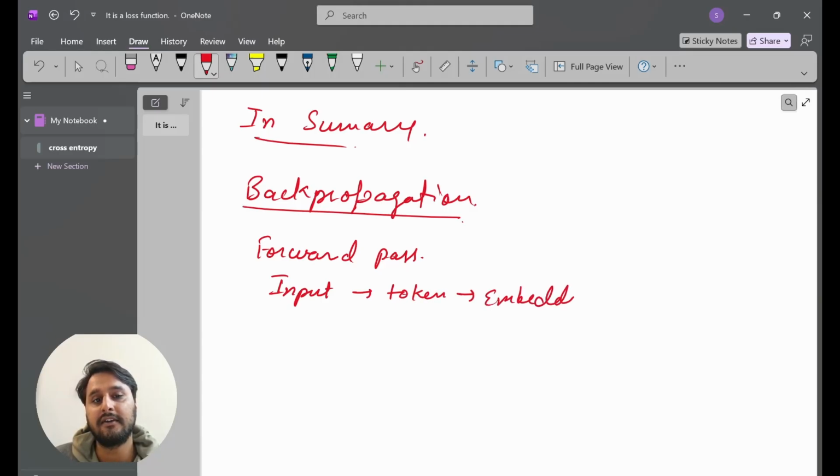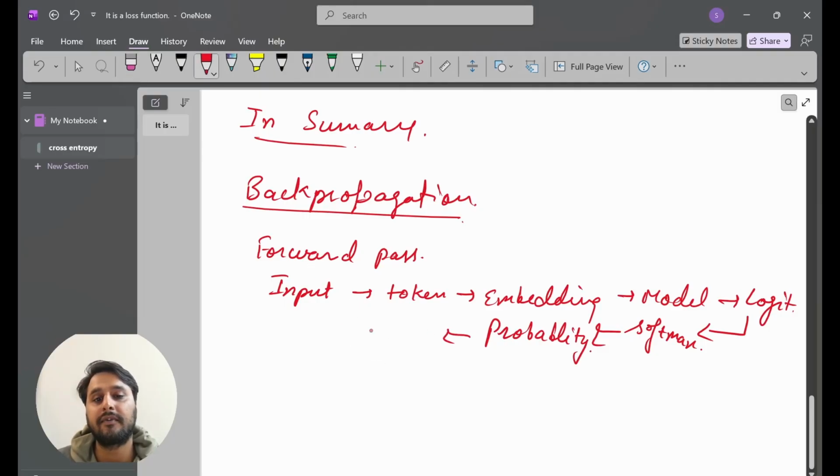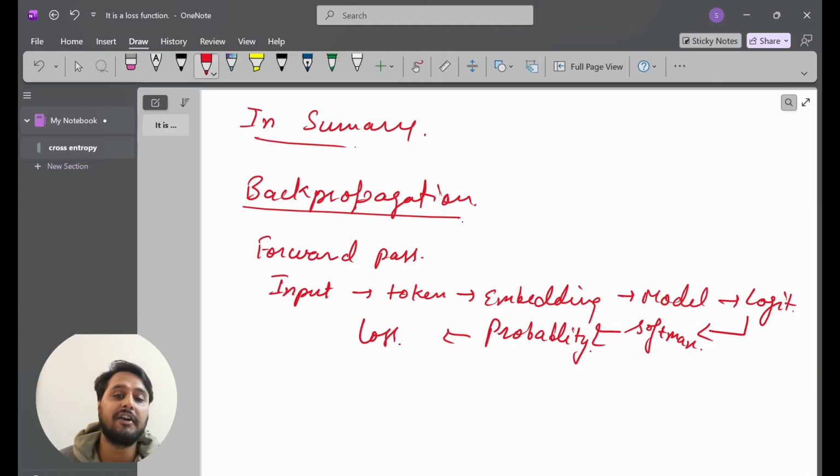In the forward pass, we provide input, we generate tokens, embeddings, and the model gives us logits. We apply softmax to get probabilities. Then we compute loss. So we do all these things in the forward pass, but in the backward pass.